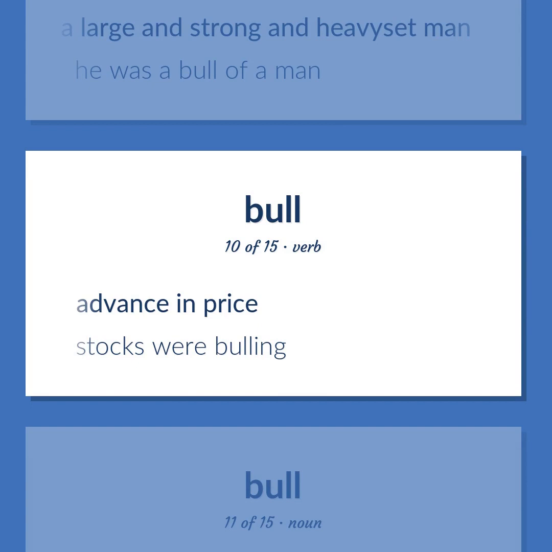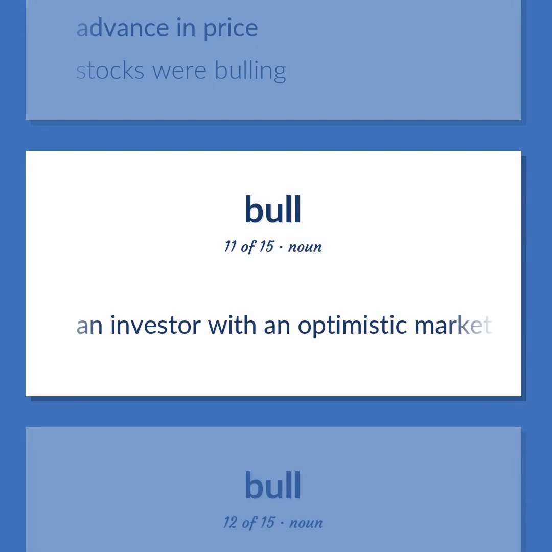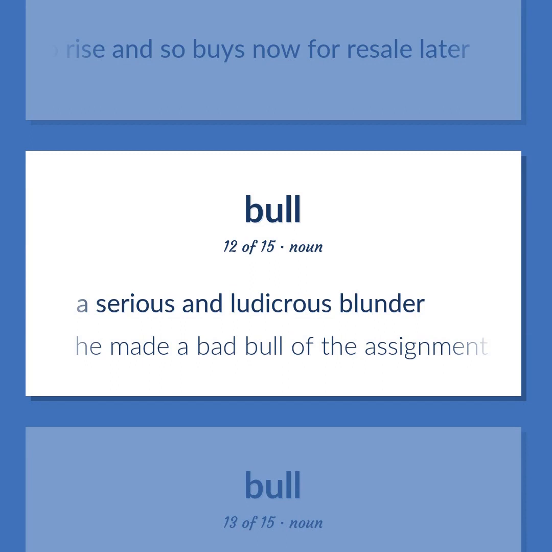Advance in price. Stocks were bulling. An investor with an optimistic market outlook. An investor who expects prices to rise and so buys now for resale later. A serious and ludicrous blunder. He made a bad bull of the assignment.